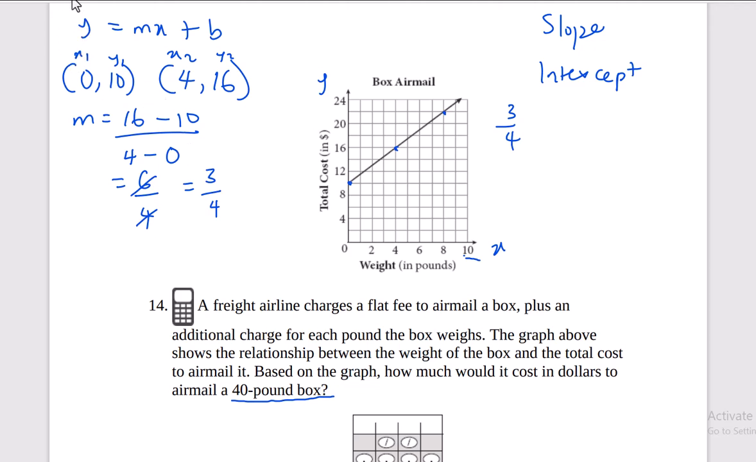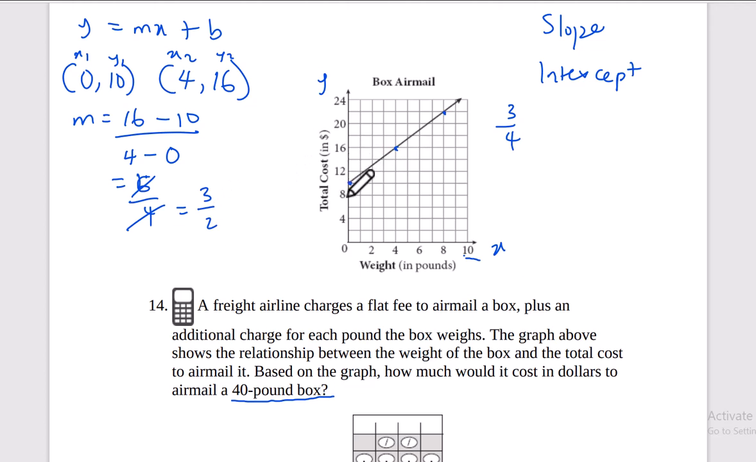You're not getting the same thing. Why? 16 minus 10 and 4 minus 0, right? 16 minus 10 is 6, right? 4 minus 0 is 4. Okay, let me just check and be sure. No way I'm skipping something. 16 minus 10 is 6, then 4 minus 0 is 4. This becomes 3 over 2. Let's check this and know why it's not working.